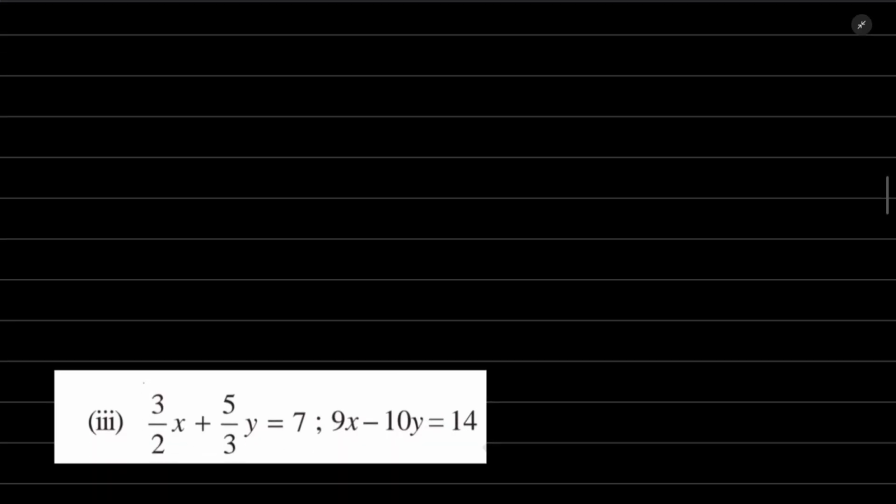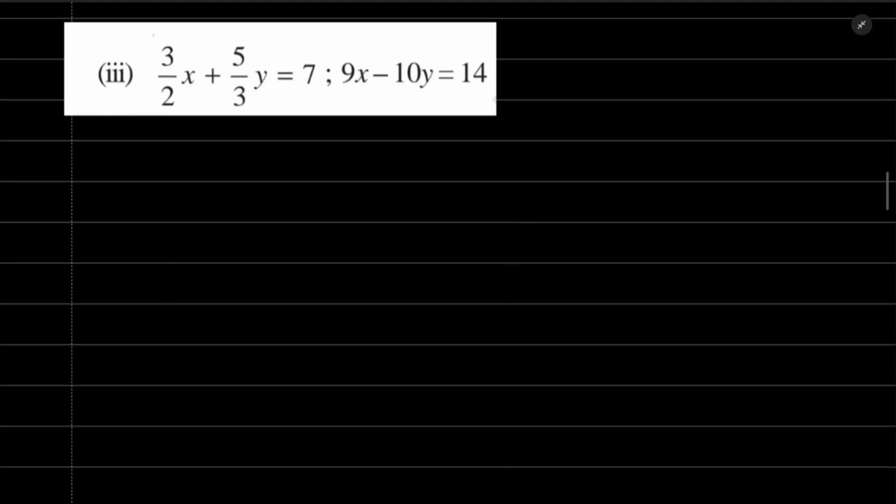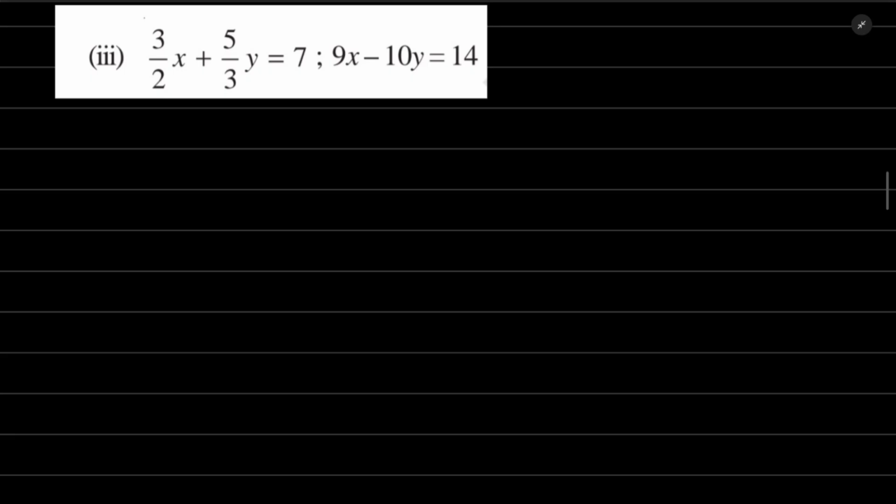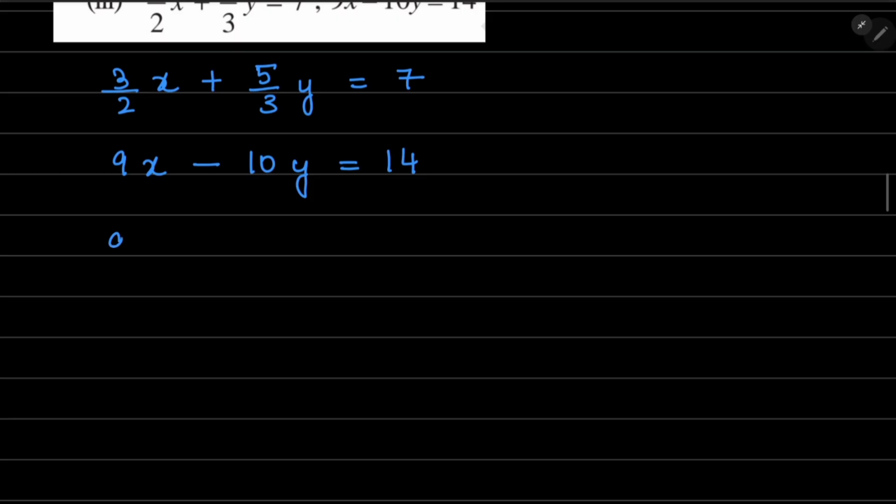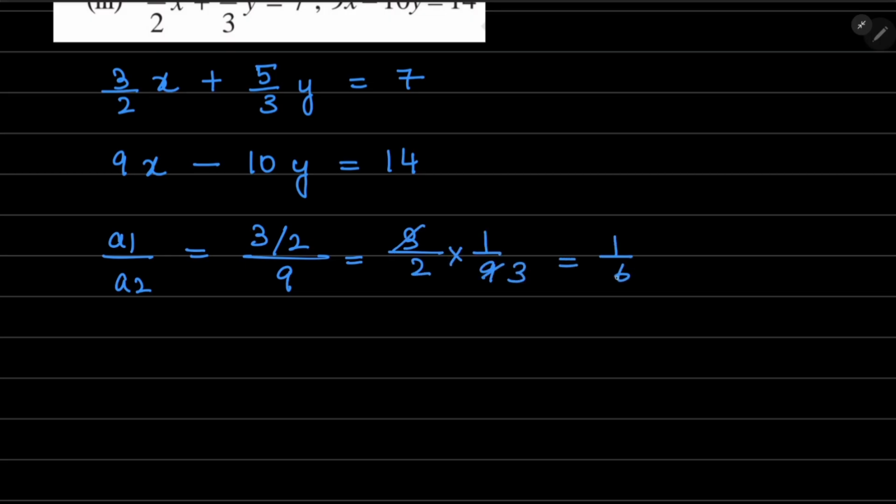Let's move on to the third question. So the third question is, again, let's take the ratio. You're given the first equation, 3 by 2 x plus 5 by 3 y equal to 7, and 9x minus 10y equal to 14. Let's take A1 by A2. A1 by A2 will be 3 by 2 whole divided by 9, which is nothing but 3 by 2 multiplied by 1 by 9. So this is nothing but 1 by 6.